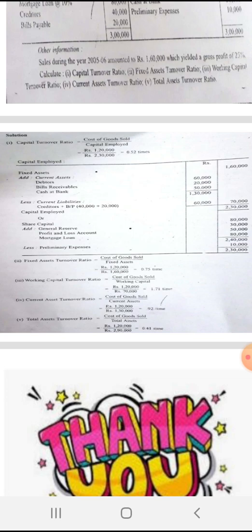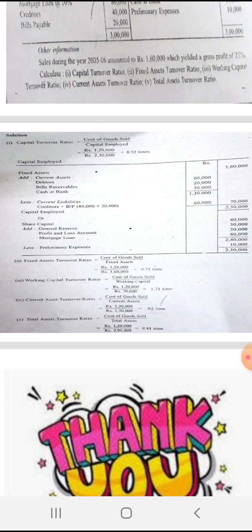Cost of goods sold is 1,20,000 divided by working capital, that is 70,000, which is 1.71 times. Working capital is equal to current assets minus current liabilities. Current asset turnover ratio is equal to cost of goods sold divided by current assets. Cost of goods sold is 1,20,000 and current assets are 1,30,000 as we have calculated above. The answer is 0.92 times.